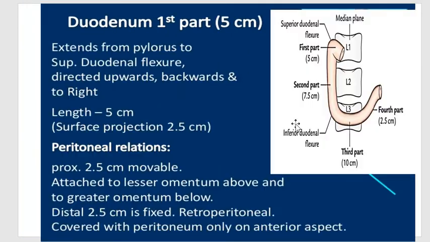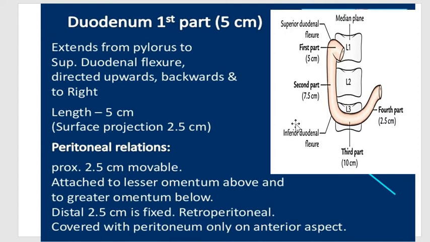Then come to the first part. Now I just want to tell you, this duodenum is very important. It can come as a long question in theory. So for the duodenum first part, you should know the peritoneal relations and the visceral relations.